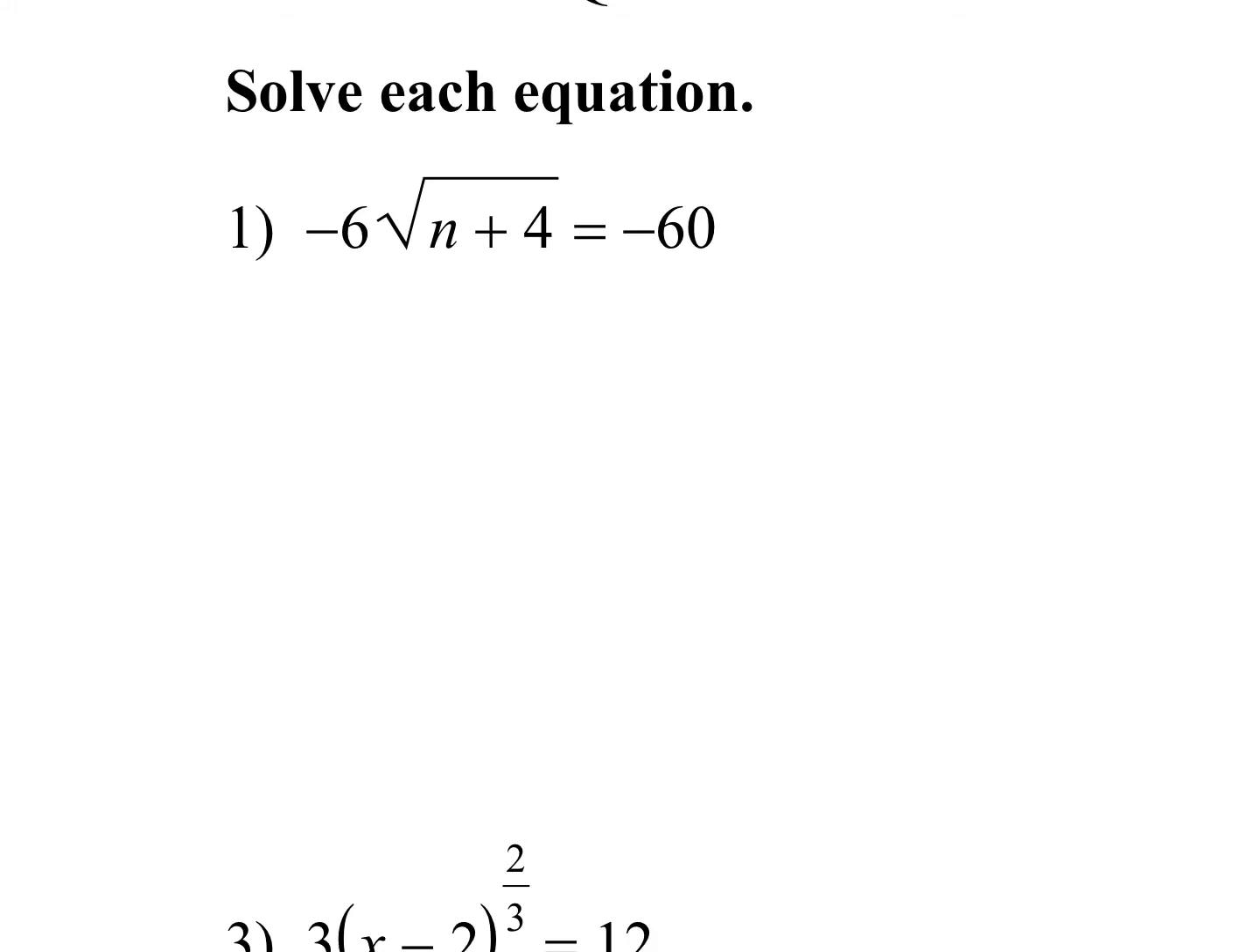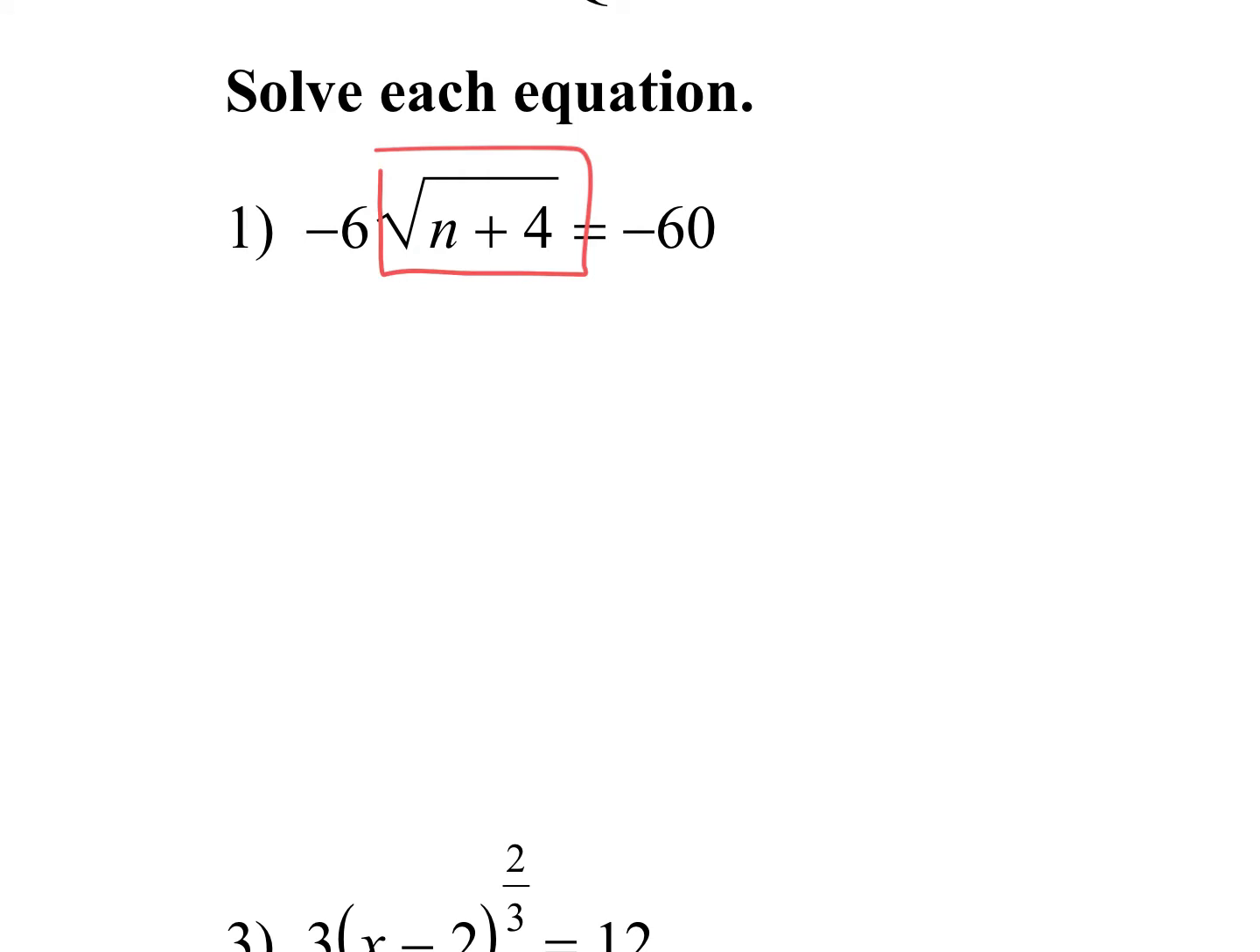What should we do first to solve our equation? Remember, we want to isolate our radical, so get everything else besides the radical to the other side. So what should we do? Add 6. 6 is being multiplied to that radical.